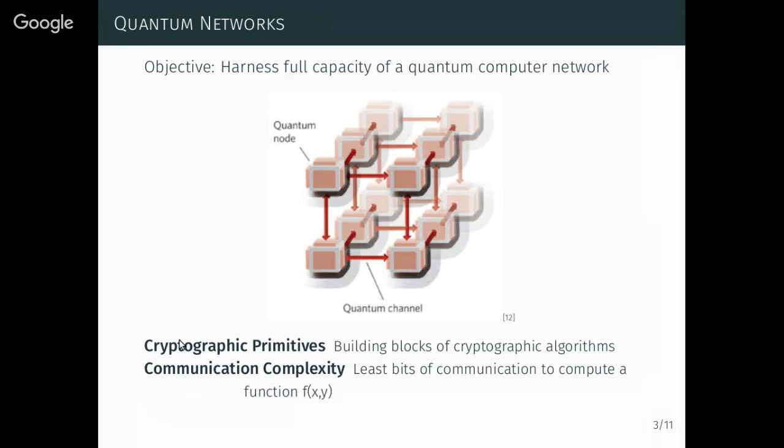Another thing you want to know is something called communication complexity, which is just a measure of the least size, quantified by the number of bits of the message that you need to send to be able to evaluate a function f of x and y, where x is, say, given to this quantum node and y is given to this quantum node. Right. So that is the communication complexity problem.